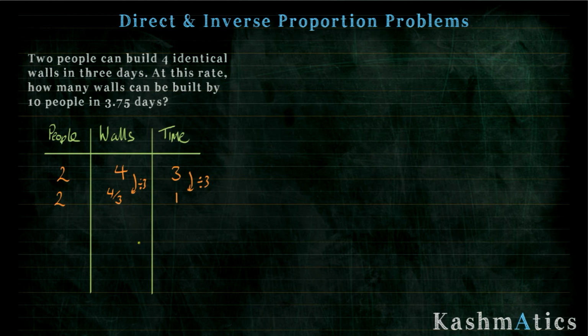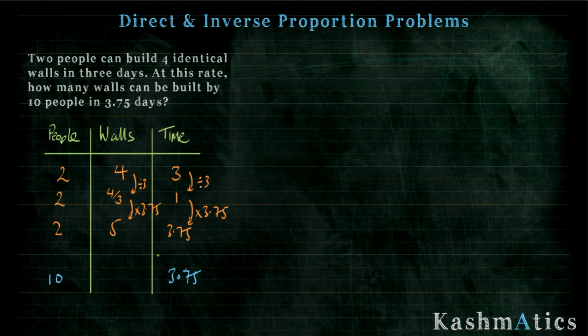But I want the time to be 3.75 days. And I want the number of people to be 10. So I need to get up to this number first. So I know what they can do in 1 day, but I've got 3.75 days. So I'm going to multiply that by 3.75 to give me 3.75 days. Sticking with the same number of people, they should be able to do 3.75 times as much work. So multiply this by 3.75, that gives me 5.